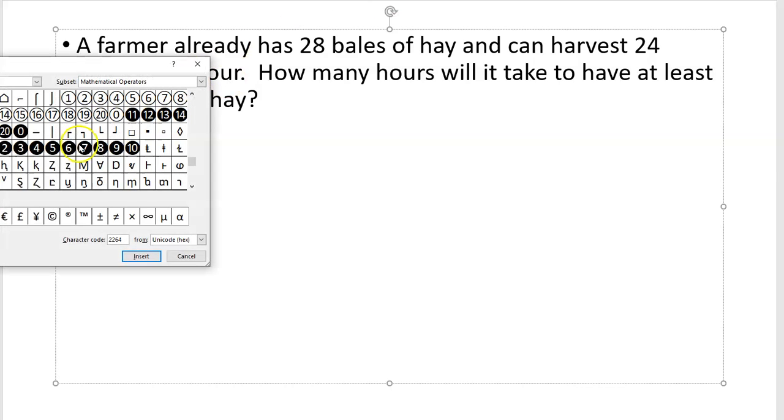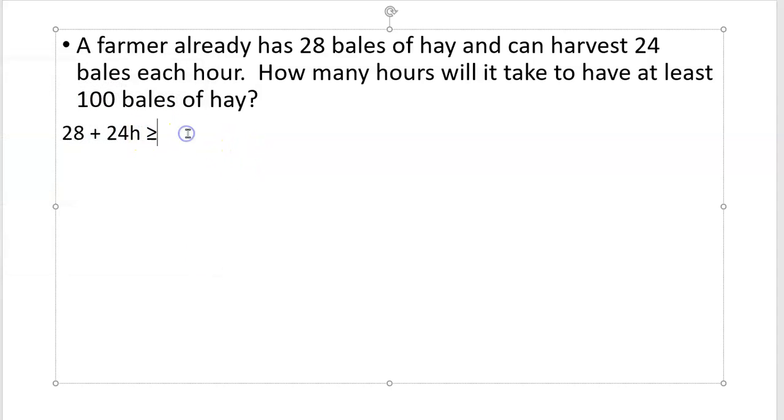Is it okay if he's harvested some more? Yeah, that would actually probably be a good thing. But he's got to have at least 100, so 100 or more. Okay. And then to solve it, you'd minus the 28 divided by 24.